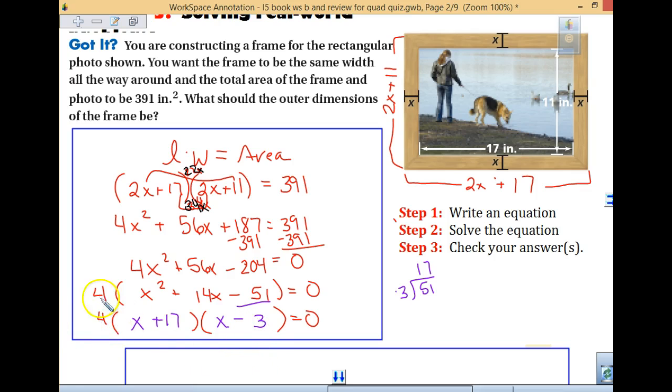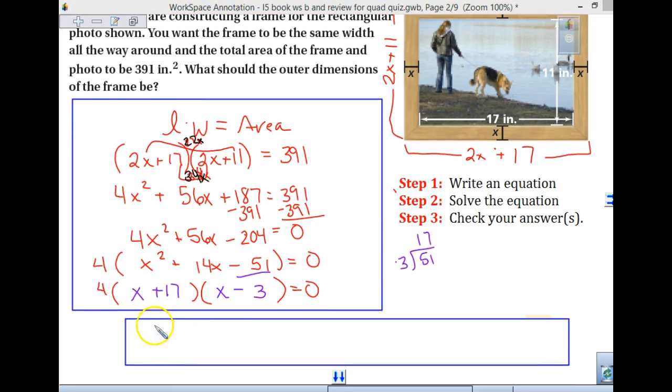Okay? Can I set this 4 equal to 0? It's 4, right? So we're going to continue solving this. I'm going to put x plus 17, just like you did in your homework today, equal to 0. That's going to be one solution. Or the second one is x minus 3 equals 0. In that first one, Ava, what'd you end up with? There are two solutions.